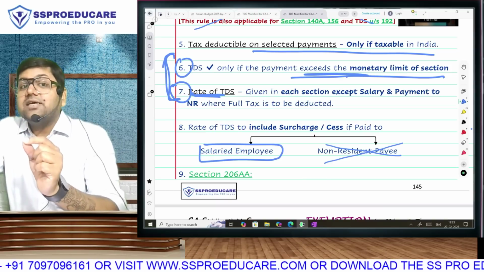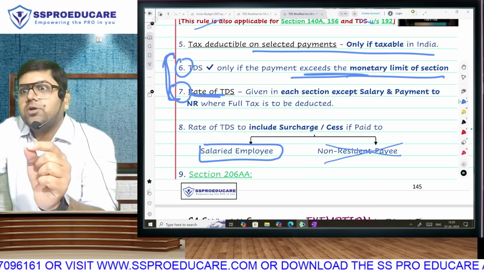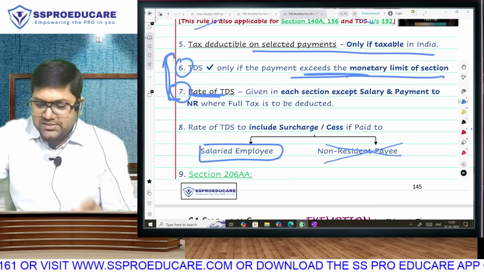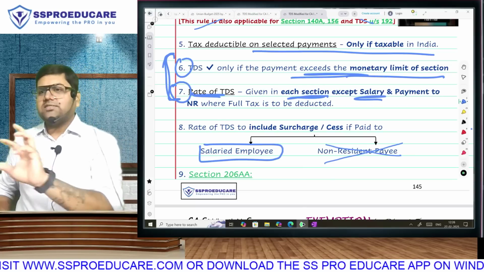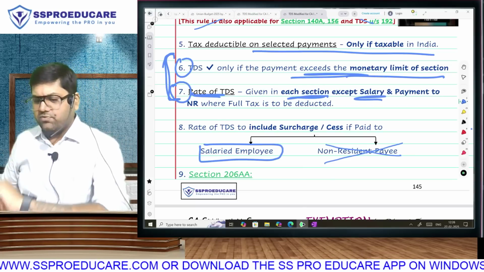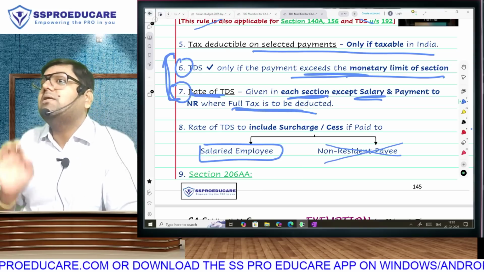Normally, the section says the TDS rate is 0.1%, 1, 2, 5, 10, the most popular percentages. That means the rate of TDS is given in every section. But in salary payment, and non-resident is also there, which you can ignore, everyone focus. The rule is that you have to deduct full tax at the applicable rate.